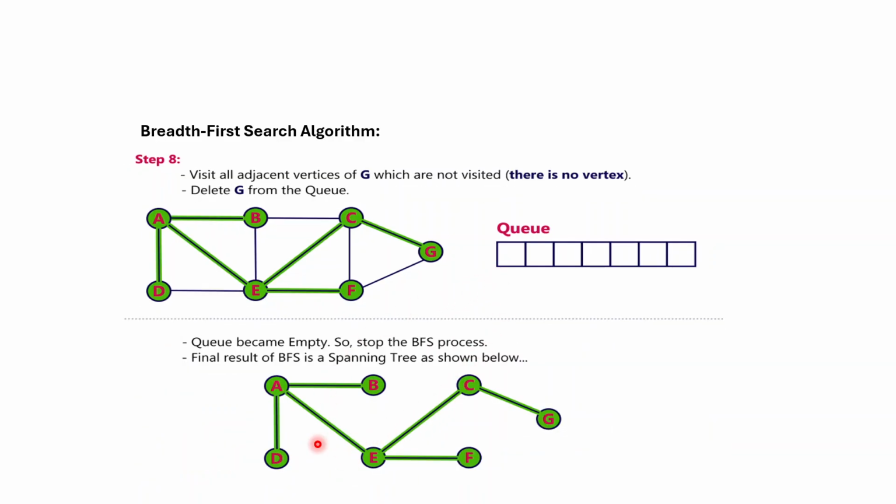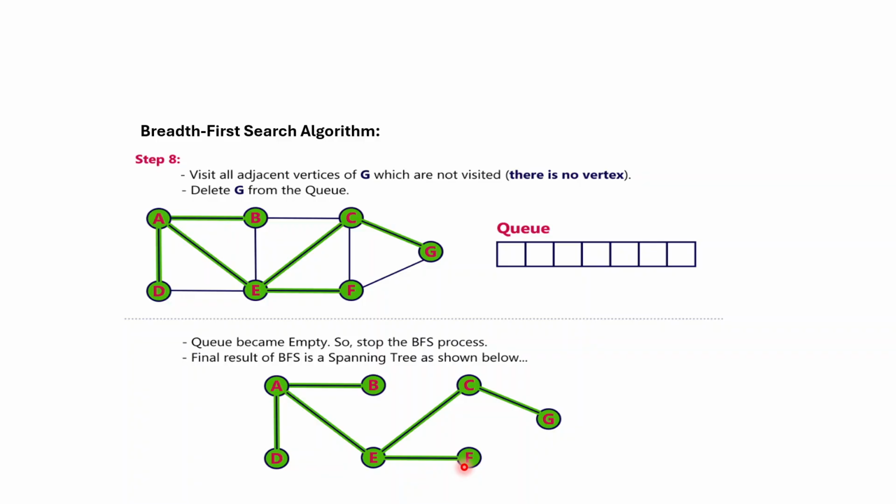So the final result of breadth first search is the spanning tree, a minimum spanning tree. A minimum spanning tree is nothing but the connection between all the vertices. Since we don't have any weights over here, it is just a connection. So there is a connection between all the vertices in this graph. That is called a minimum spanning tree. So this is the BFS, breadth first search algorithm process.